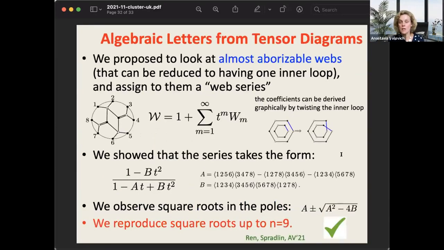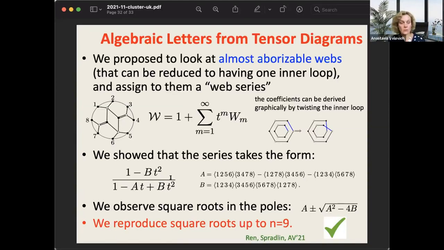Now, what does that have to do with physics and with amplitudes? Here's what we propose. In this recent paper with Li Chen Ren and Mark Spradlin, we look at the almost arborizable webs, which are the webs with one inner loop. We have a set of rules, which you can take a look at in the paper, to assign to them a web series of something like this. We are able to resum this series, and then we show that the series has the following form.